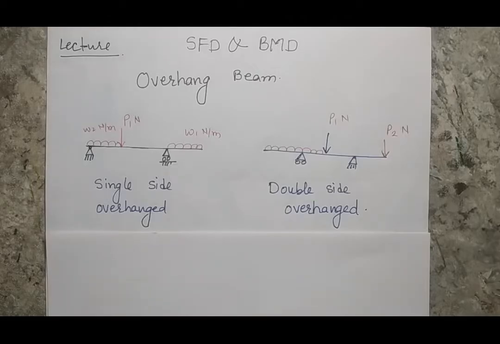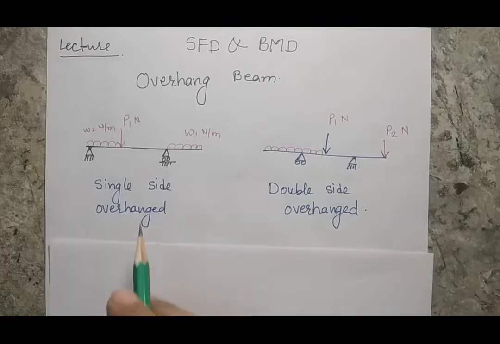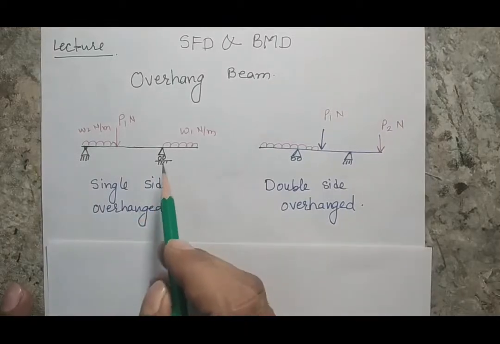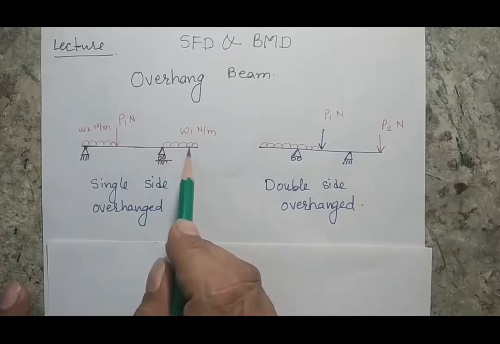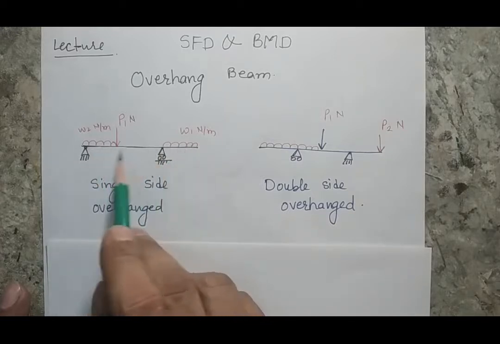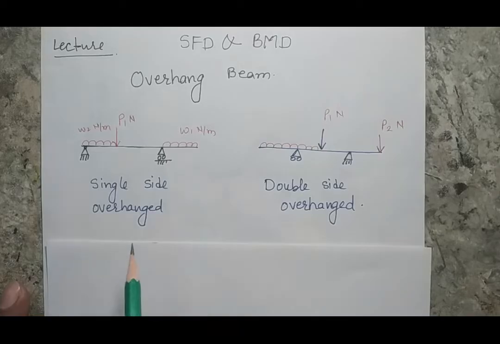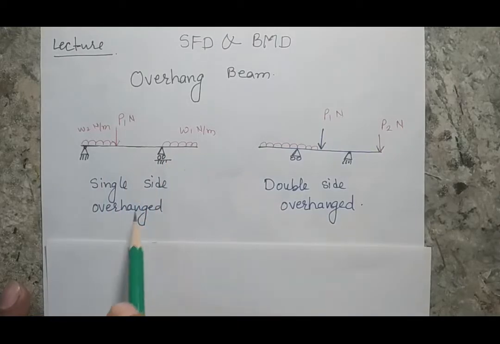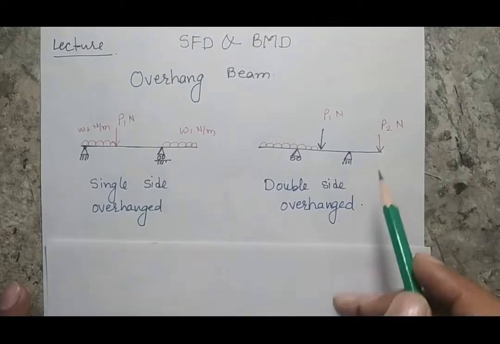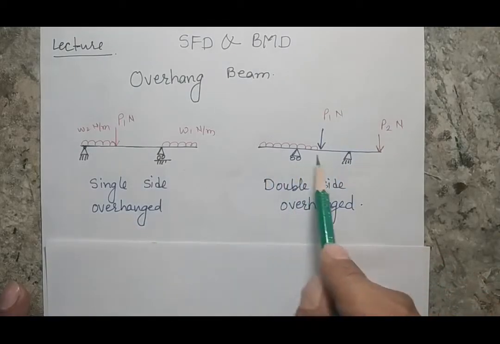So here I am showing two types of overhanged beam. One is known as the single side overhang. Here you can identify that this is an overhanged portion and the remaining is considered a simply supported portion. This type of beam, where just one side is overhanged, is called the single side overhanged beam. On the other hand, this is a double sided overhanged beam.